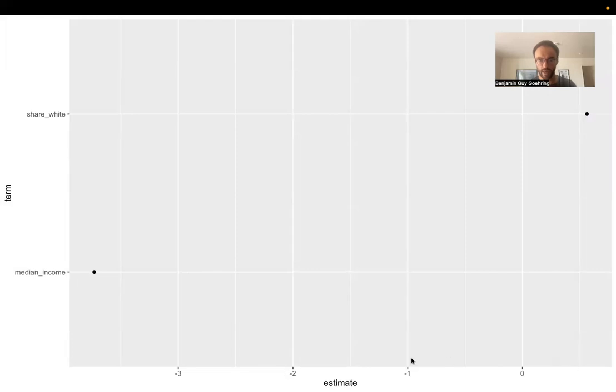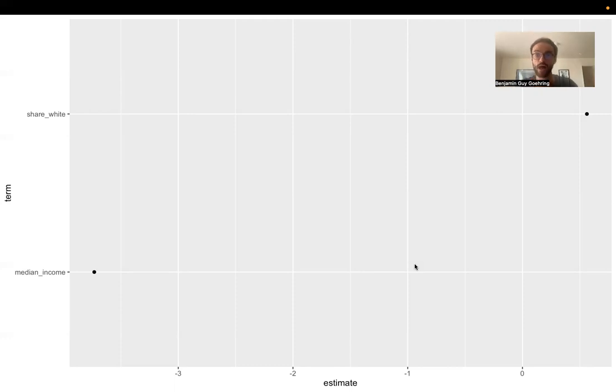Down on the bottom here, we have the coefficients. And on the vertical axis, we just have the two different variables. Okay? So this is plotting our estimates, but this isn't telling us anything about how confident we are in those estimates, right? So how are we going to do that?